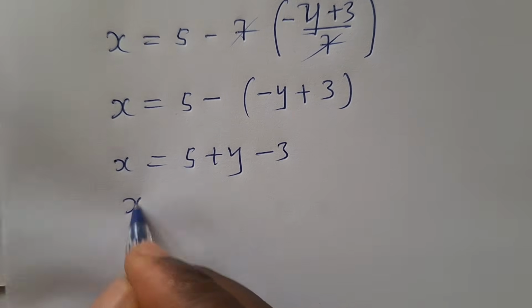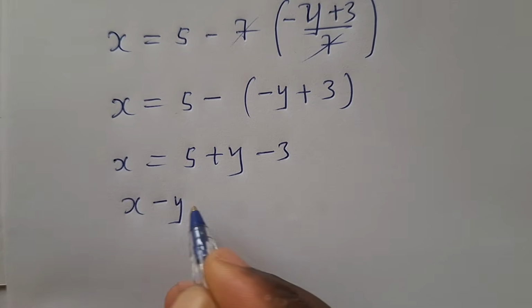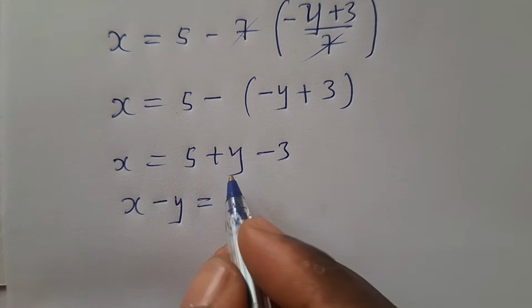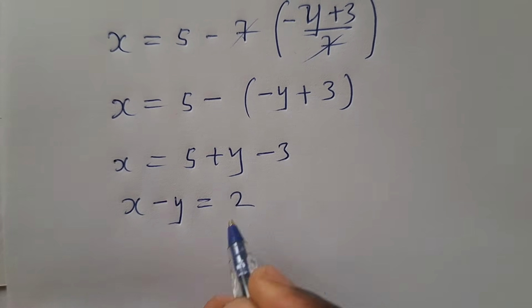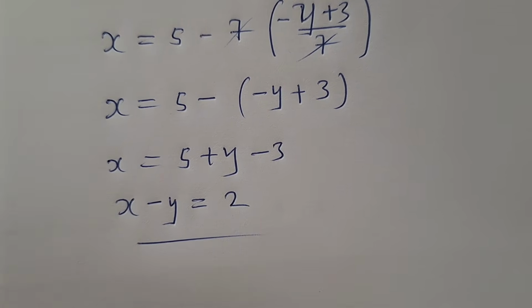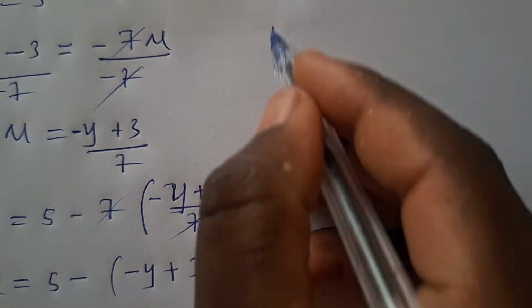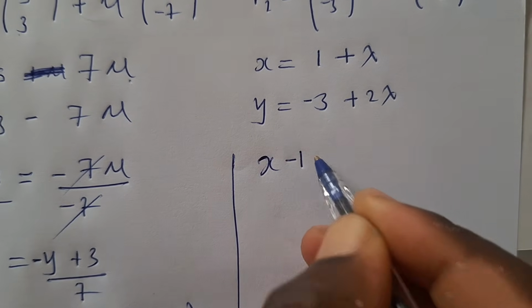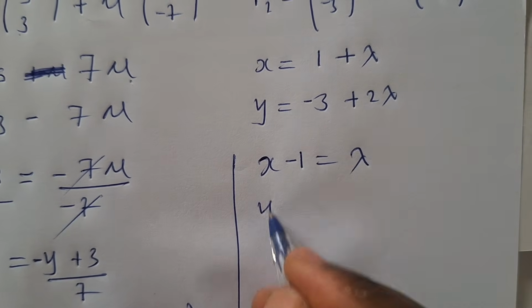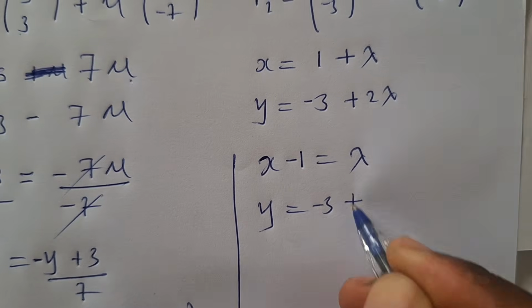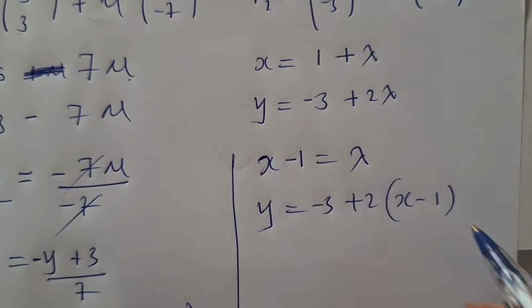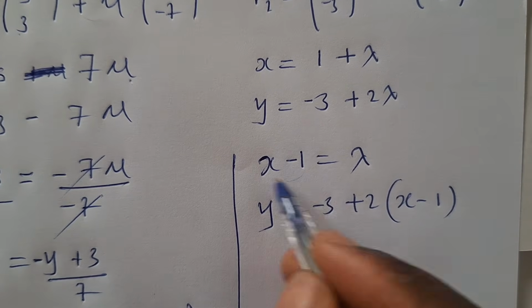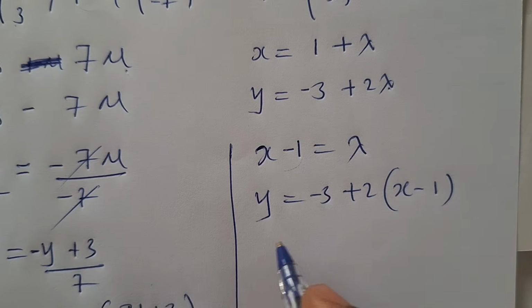So we simplify: x minus y is equal to, here it's giving us a 2, like this. Okay, so this is one of the equations. We do the same steps now for these. So it will be x minus 1 is equal to lambda, y is equal to negative 3 plus 2 times x minus 1. We substitute these right here, and this is how it's going to look like.